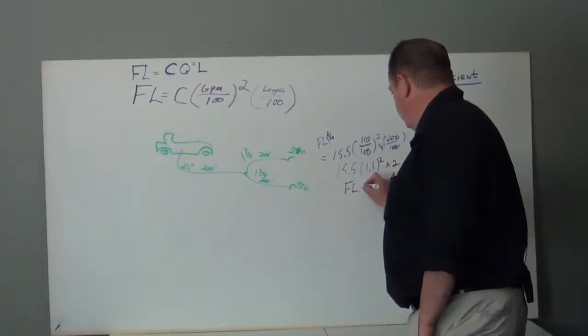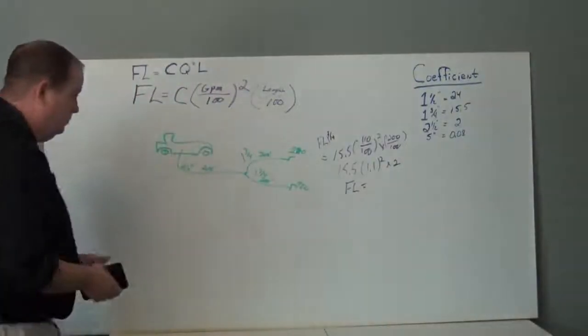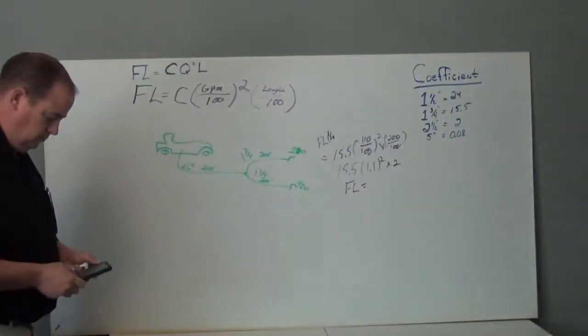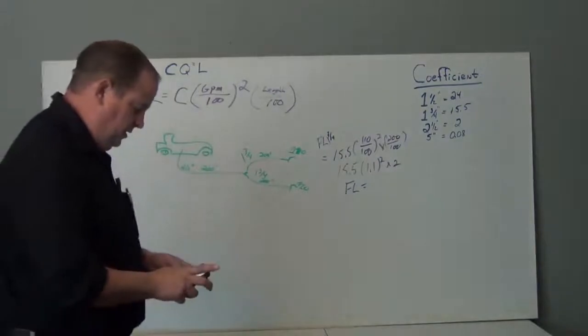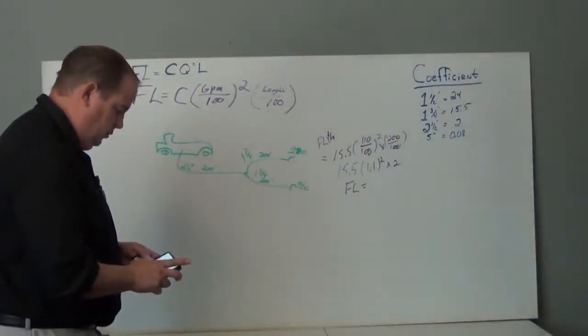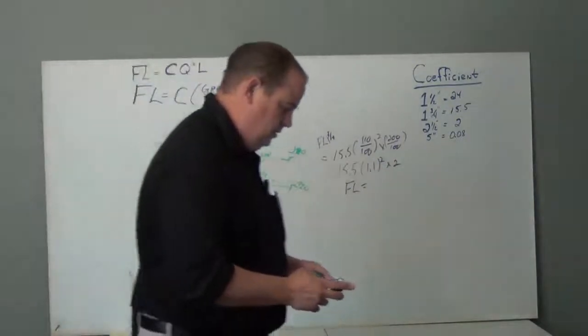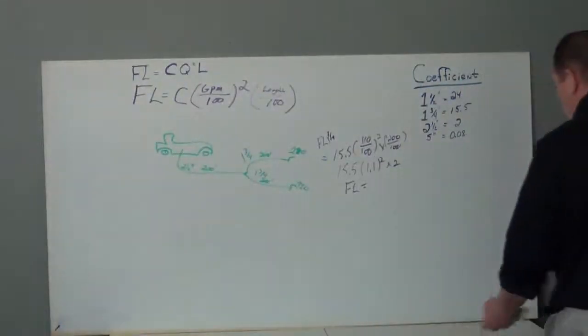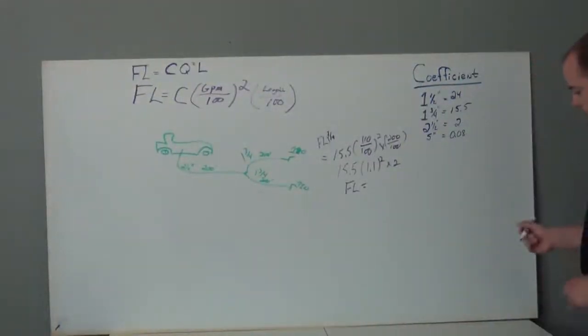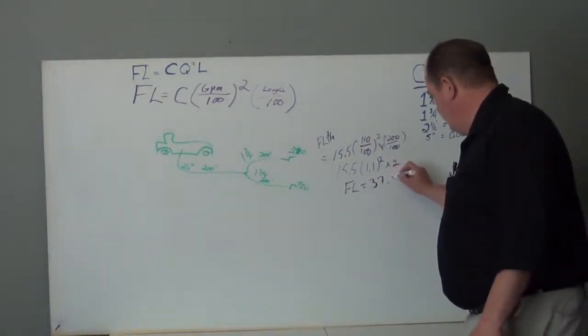My friction loss is going to be 15.5 times 1.1 squared times 2. My friction loss is going to be 37.5. So let's make that 38.